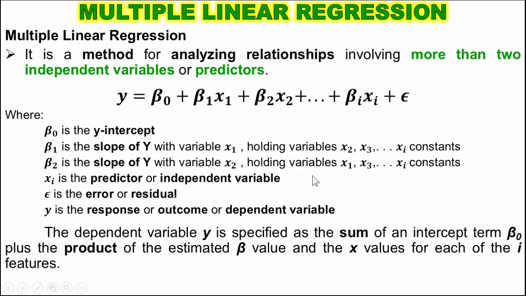X sub i is the predictor or independent variable. Epsilon is the error or residual. And then the variable y is the response or outcome or dependent variable. The dependent variable y is specified as the sum of the intercept term beta sub 0 plus the product of the estimated beta value and the x values for each of the i features.